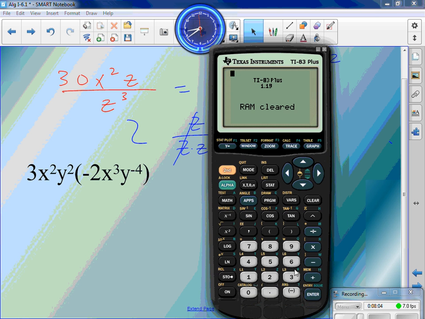If I go and put 3x squared, then y, alpha y squared times negative 2x cubed y to negative 4th. Oh, it gives me an error. Oh, I know why. I can't divide by 0. It has 0 stored in for all these variables. So even if it could do it, it'd tell me an answer is 0.